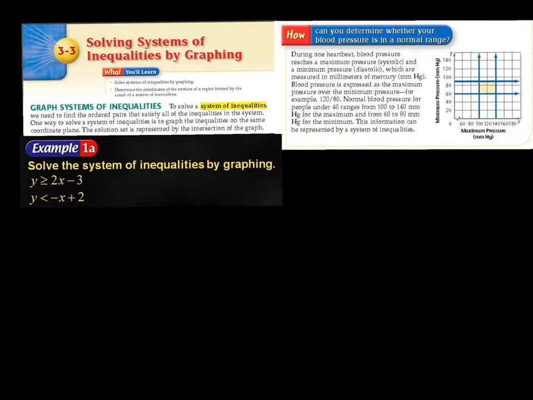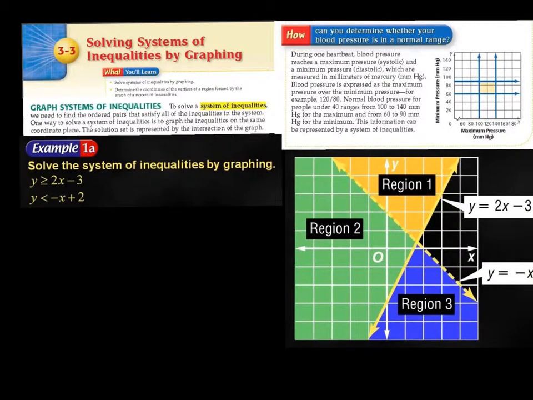To solve this system by graphing, we're going to graph both lines, and they gave them both to us in slope-intercept form, and look at the intersection. To graph the first line, it has a y-intercept of -3 and a slope of +2, so it's going up 2 over 1, and the boundary is included, so we need a solid line. To graph the second line, it has a y-intercept of +2 and a slope of -1, so it's going down 1 over 1. This time the boundary is not included, so we need a dashed line.